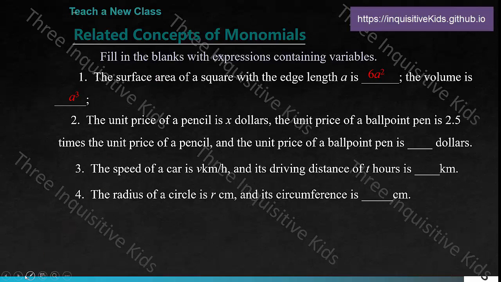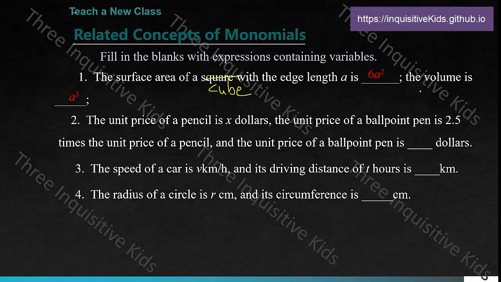This is going to be a cube, and it is asking for an algebraic expression that would express the surface area of the cube. It's not the volume, it's the surface area. We know that it has 6 faces, and each face is a square. So that would be 6a squared. And the volume of that same cube would be a cubed.